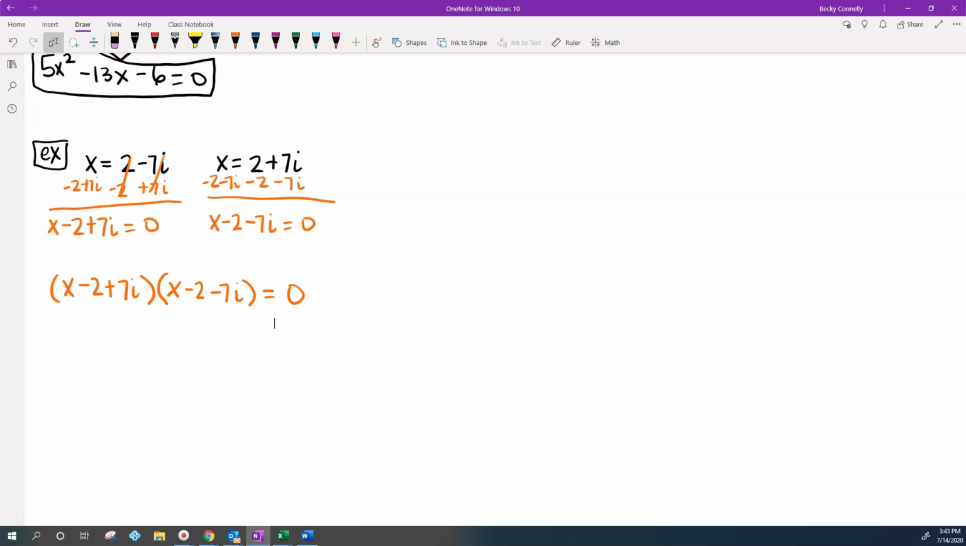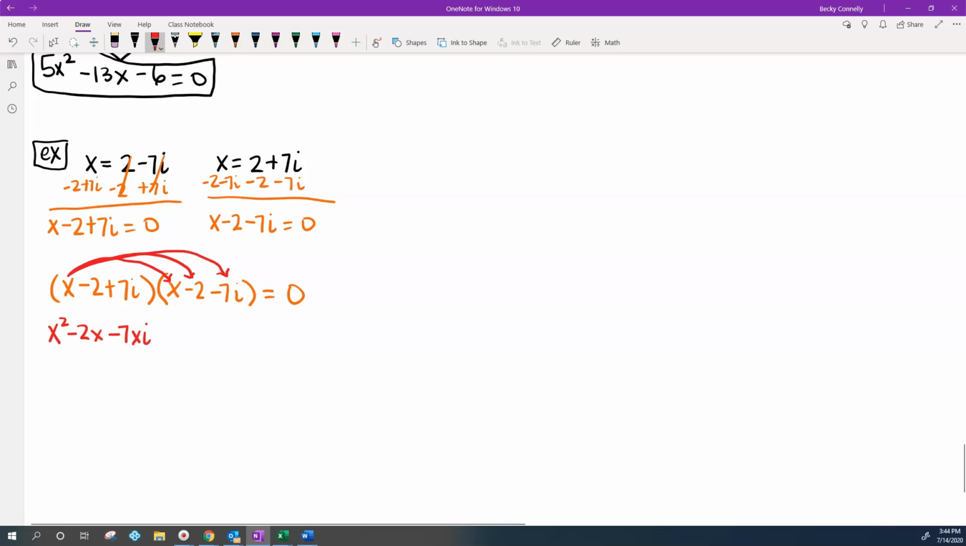Okay, so then you're just going to multiply these together. It's kind of like FOIL, but not quite because we have 3 terms in one and 3 terms in the other, but it's still the same idea. We're going to take the x and multiply it by the x to give me x squared. Then the x times the -2 gives me -2x. And then x times -7i is going to be -7xi. All I did was multiply the x through the second set of parentheses.